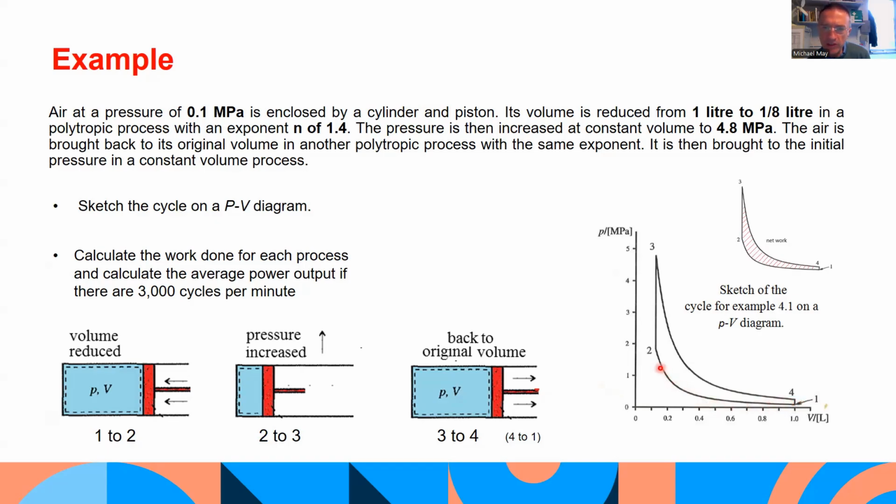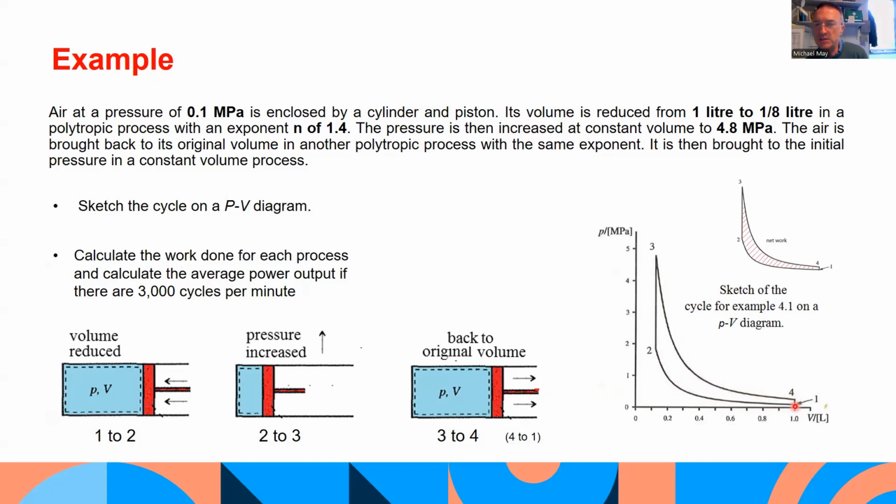So you have compression, and then you have ignition as the pressure increases at constant volume, and then you have the power stroke that's delivering work to the crankshaft, and then you have an exhaust here to bring it back down to the original pressure.